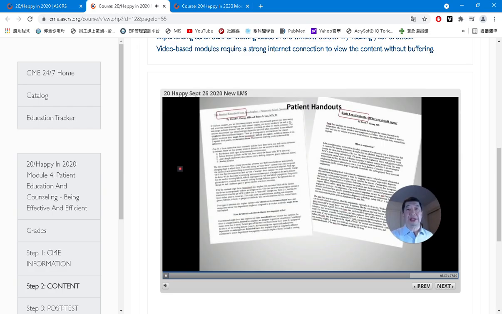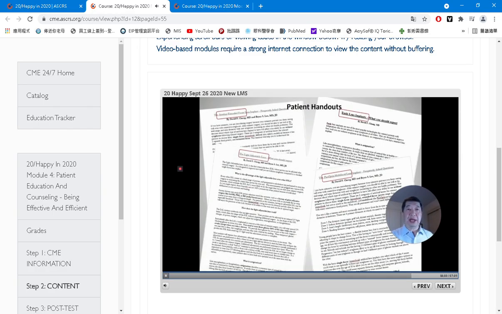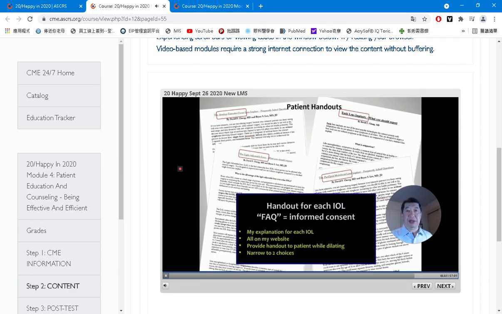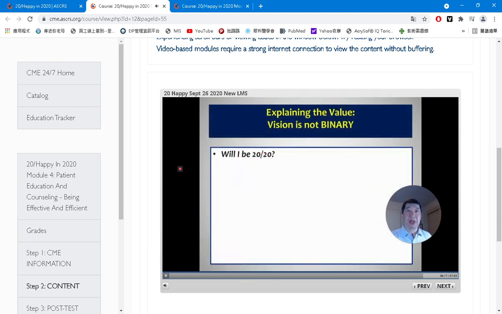Now, I've created handouts for each of the lenses, and we don't give the patient every handout. We try to narrow it down at the end of the visit to 1, at most 2. And each of them is, I call it an FAQ, but it's really an informed consent. We might talk about the need to do, for instance, a LASIK enhancement.